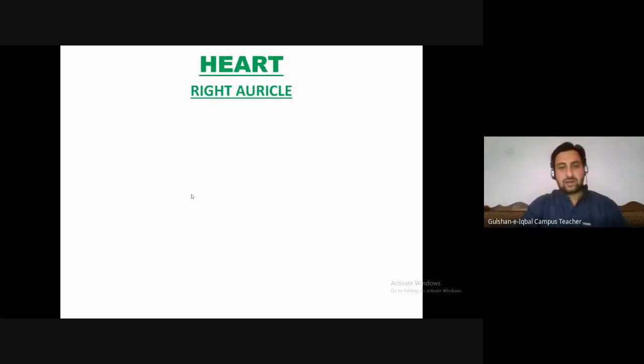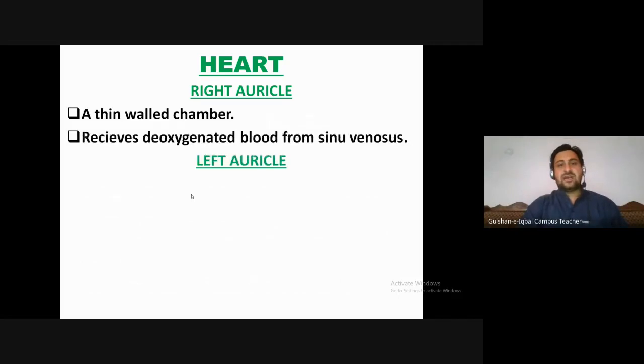What is the right auricle then? Right auricle is basically a thin-walled chamber. It means that there are fewer muscles in it. The amount of muscle present in the right chamber is thin. Okay, so muscles कम होते इसके अंदर. It receives deoxygenated blood from sinus venosus, from the venous system.